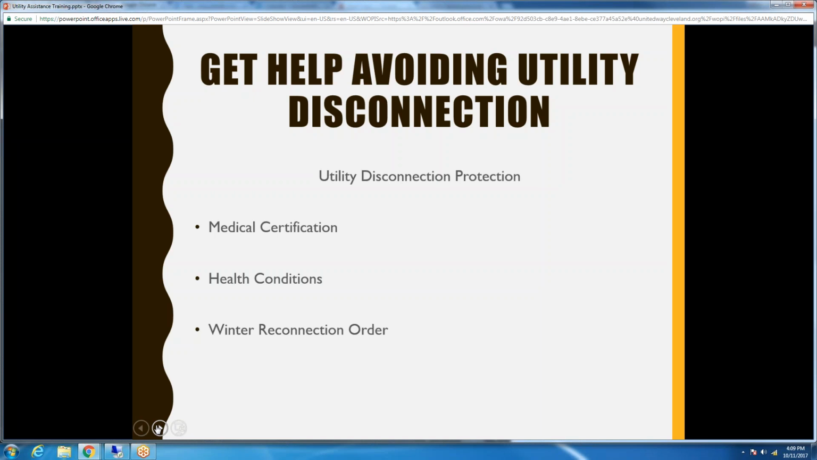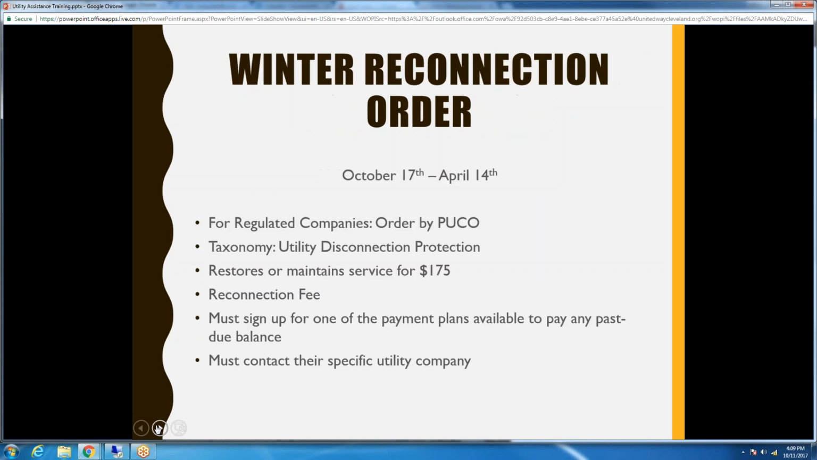Okay, and so now we're going to go into one of the bigger programs, which is winter reconnection order. The winter reconnection order tends to start 2 weeks before winter crisis. For this year, that's going to be October 16th through April 13th. Customers of a PUCO regulated utility service that has been disconnected or threatened with disconnection can use the program. The plan may only be used once per season, and the customer must reside at the property.